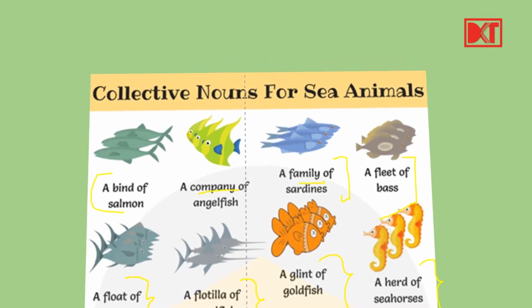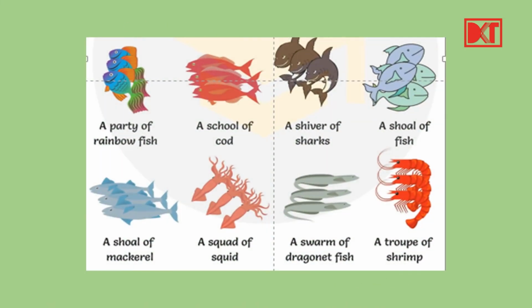Next, we have sea animals here as well. A party of rainbow fish, a school of cod, a shiver of sharks, a shoal of fish, a troop of shrimp, a swarm of dragonet fish, a squad of squid, a shoal of mackerel.